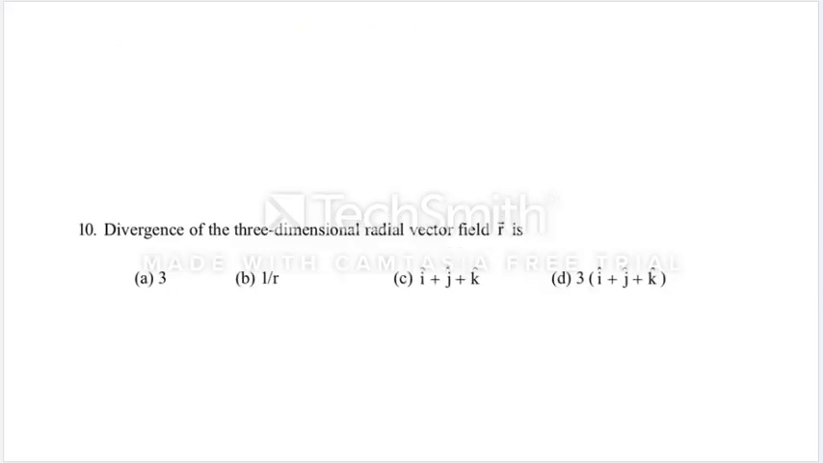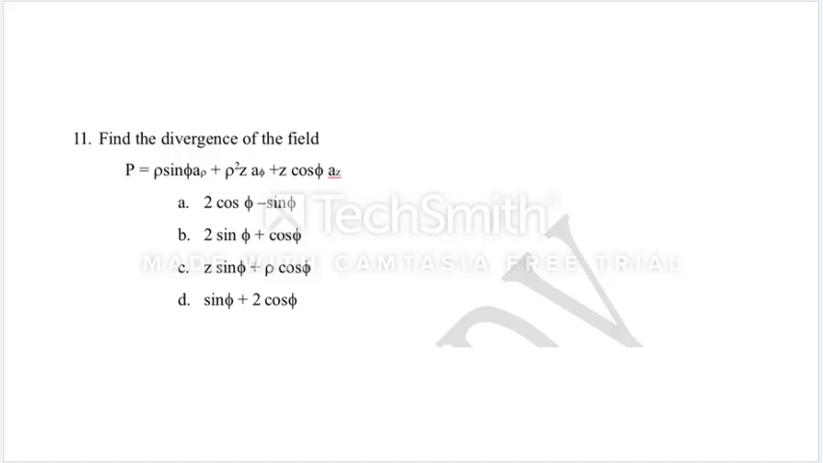Fine. Next problem. The divergence of a three-dimensional vector. What a simple problem. Next, find the divergence of the field. They ask me to find the divergence in what system? Cylindrical system. Quickly, write the divergence. Divergence of P we need to get. That is 1 by rho.